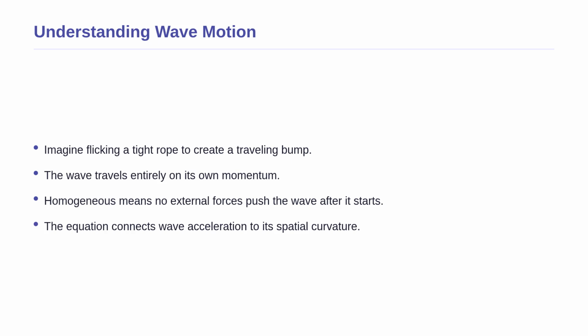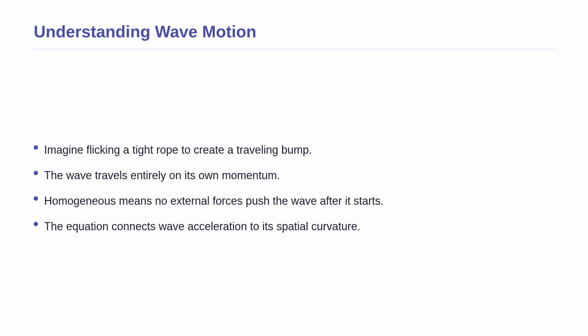Now that we know what we are studying, let us visualize it. Imagine you are holding one end of a long, tight rope and you suddenly flick your wrist up and down. You will see a bump travel down the length of the rope. Once you flick your wrist, you do not need to keep touching the bump to make it move. It travels entirely on its own momentum.